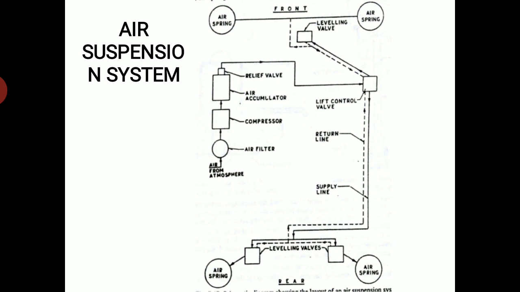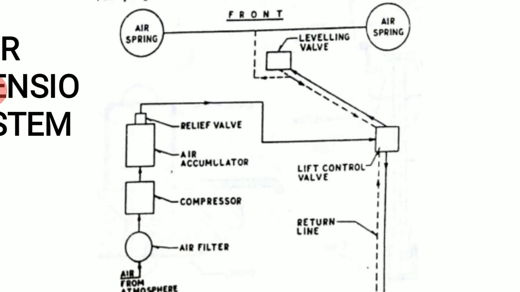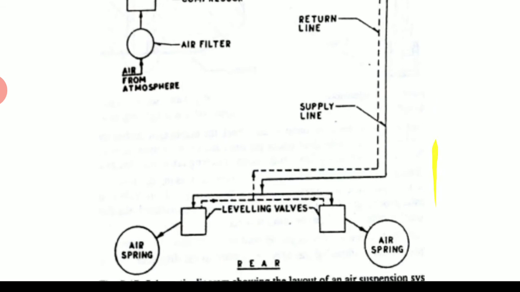Now comes what is air suspension. So this is the layout of air suspension. One is the front wheels. You can see the figure. So front air springs, leveling valve, then a lift control valve. Then air from the atmosphere, air filter, compressor, air accumulator, relief valve, then return line, supply line, then leveling valves.